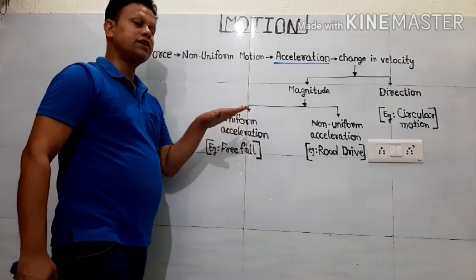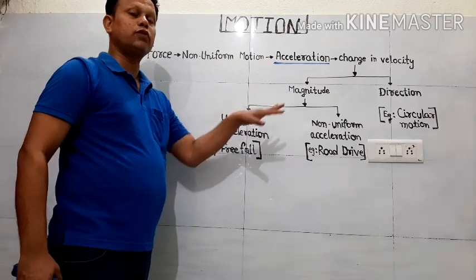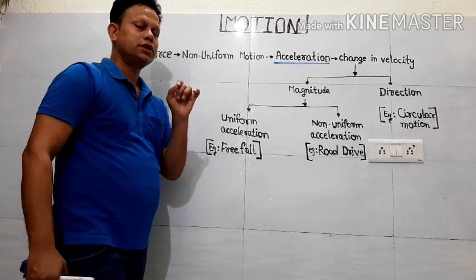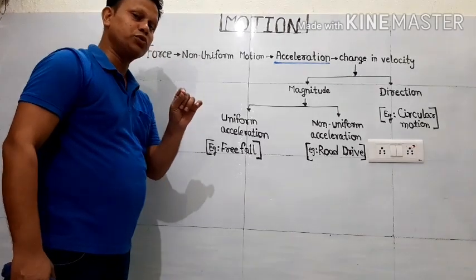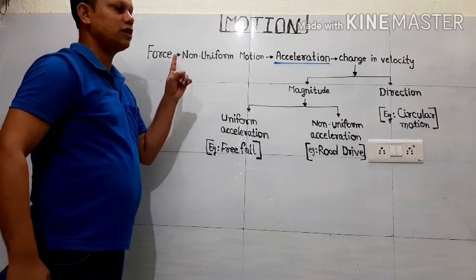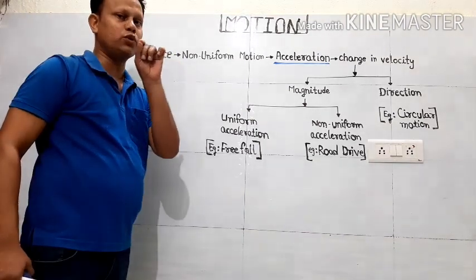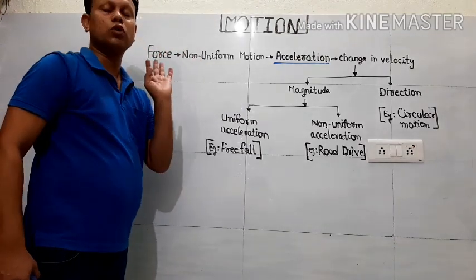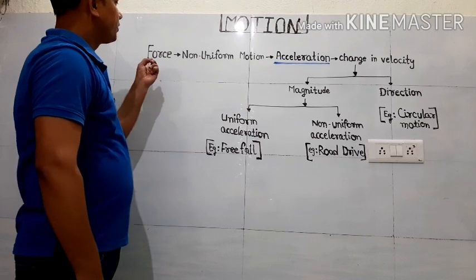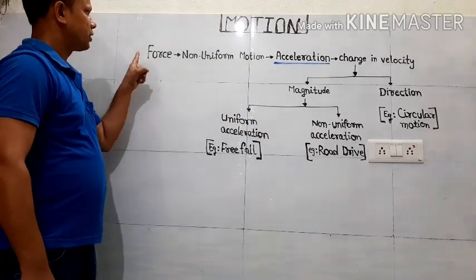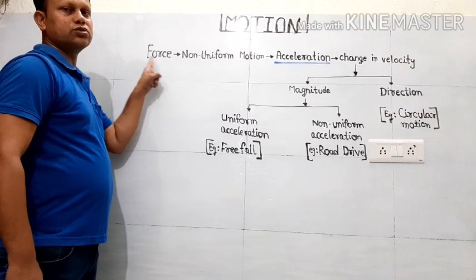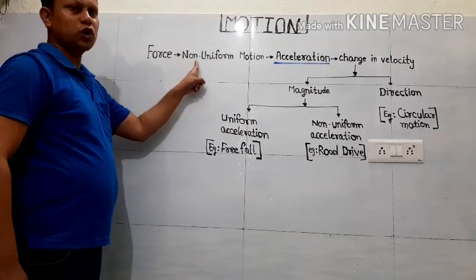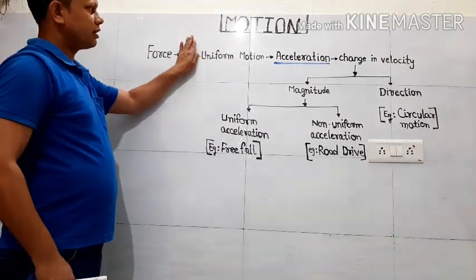Now, if we study this flow chart, I want to make a slight change. What I am going to do here is, wherever there is a word like no or non used, we are going to omit that negative. Now, suppose here force is written, so I will write here no force. Here non means no, so we are going to remove it.